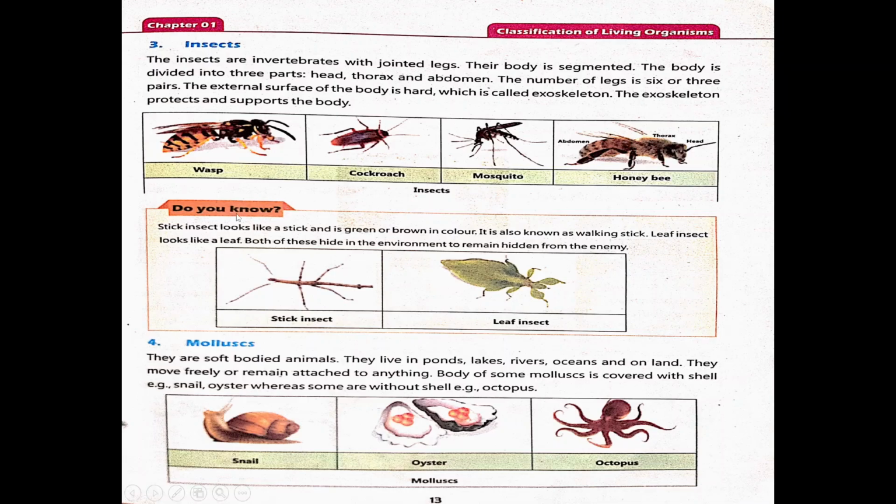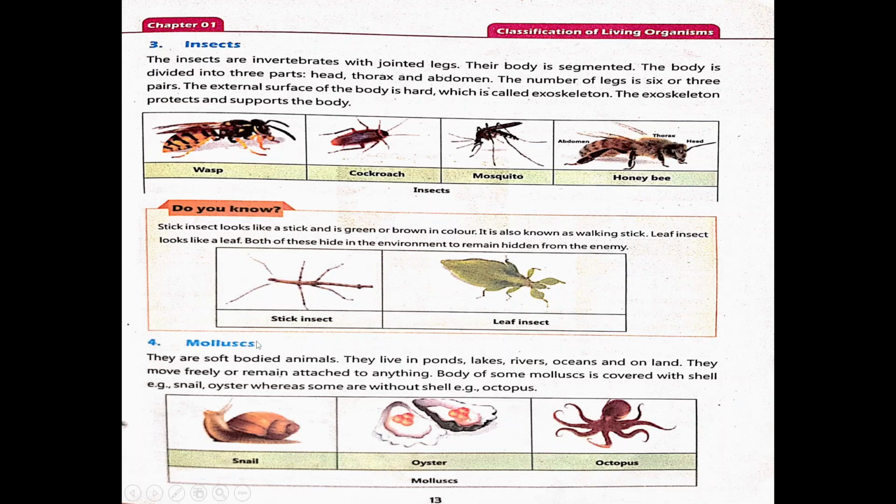Do you know stick insect? Stick insect looks like a stick and is green or brown in color. It is also known as walking stick. Leaf insect looks like a leaf. Both of these hide in the environment to remain hidden from the enemy.